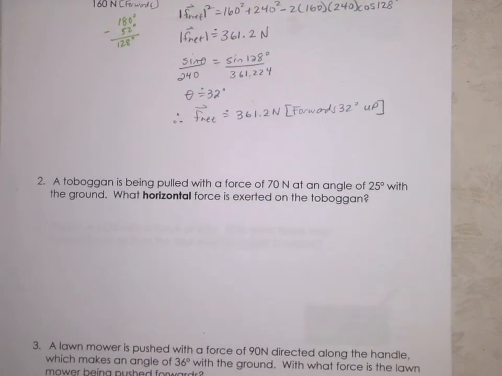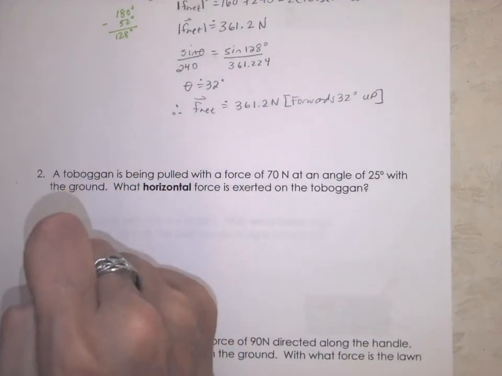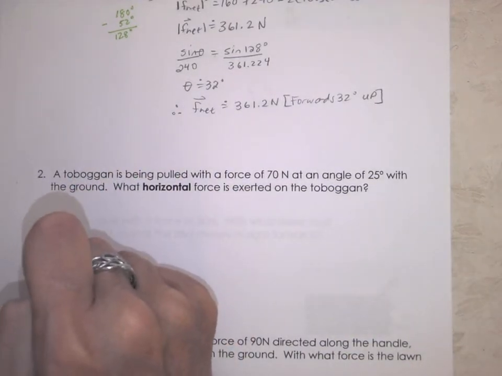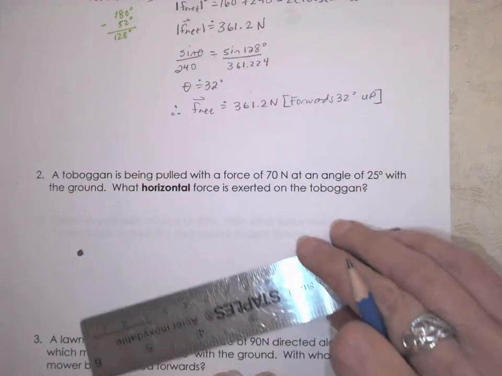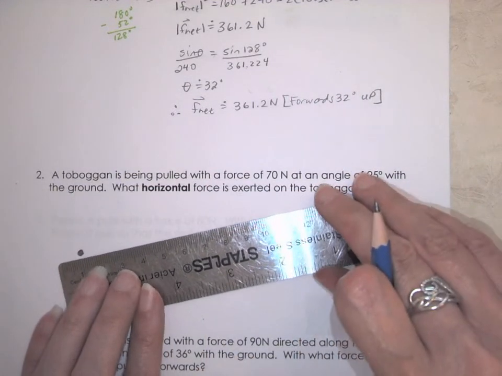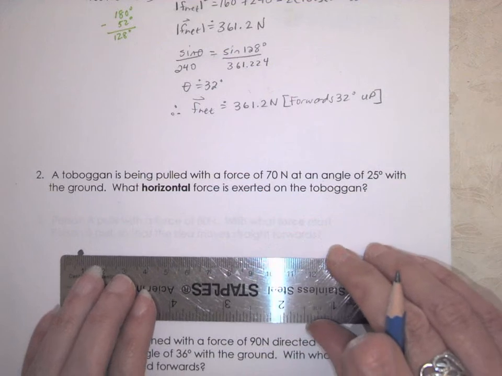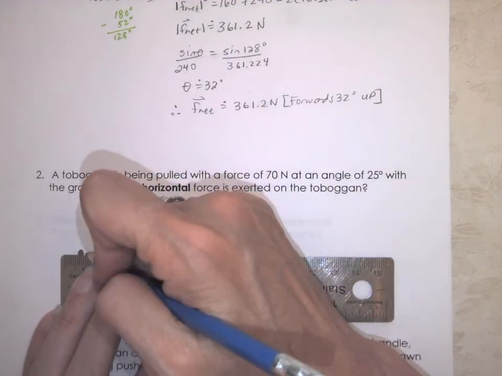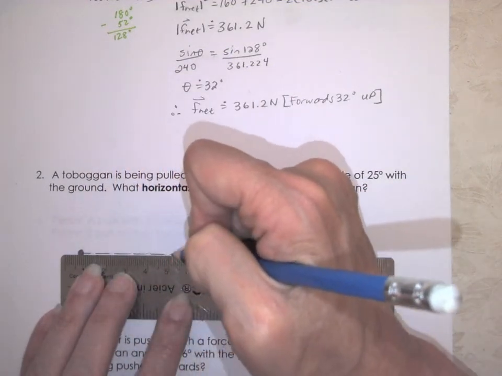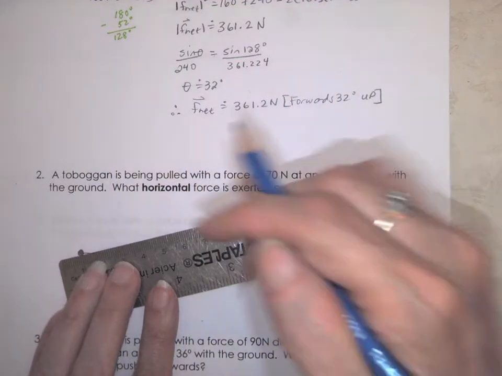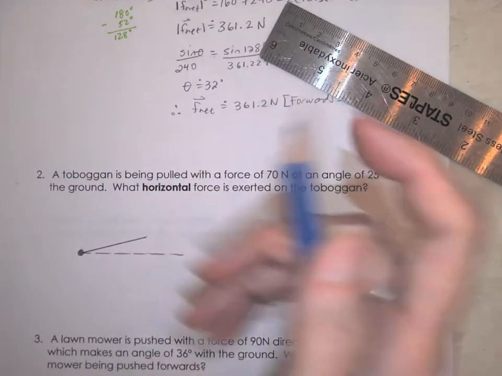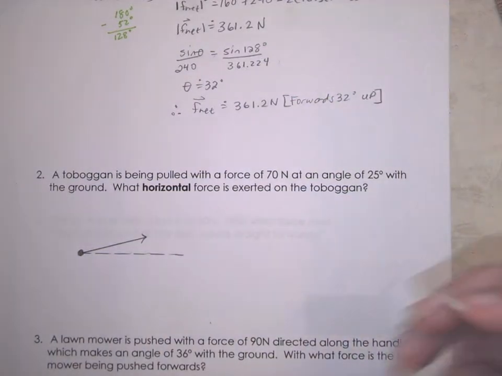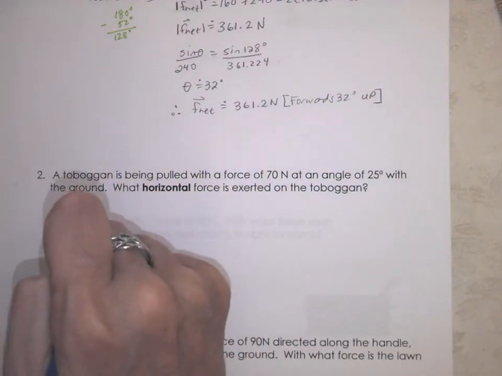D. A toboggan is being pulled with a force of 70 newtons at an angle of 25 degrees with the ground. What horizontal force is exerted on the toboggan? Okay, so I'm just going to make a dot for my toboggan, and it's being pulled with a force of 70 newtons. That makes an angle of 25 degrees. So here's the ground, and 25 degrees. So here's my net force, which we know is 70 newtons.